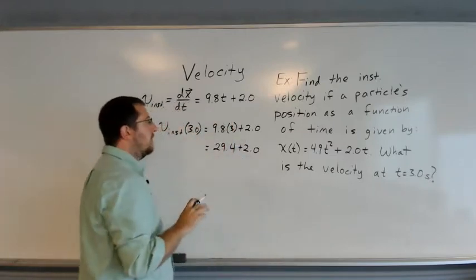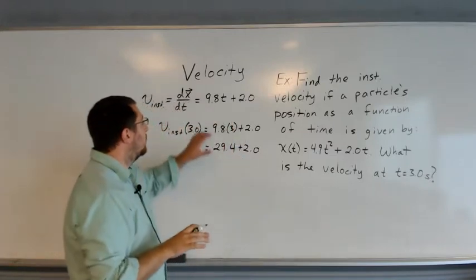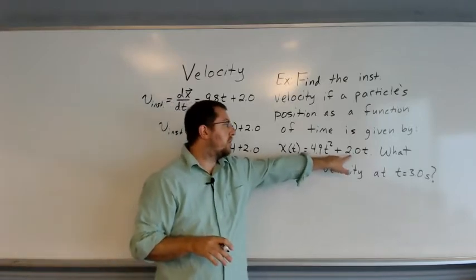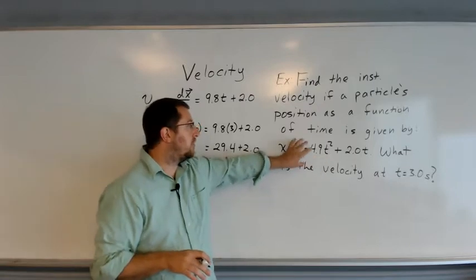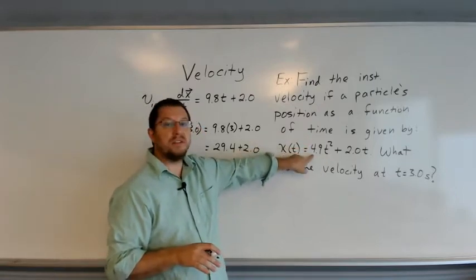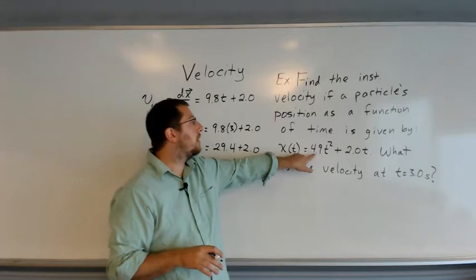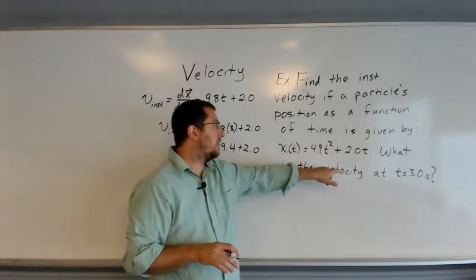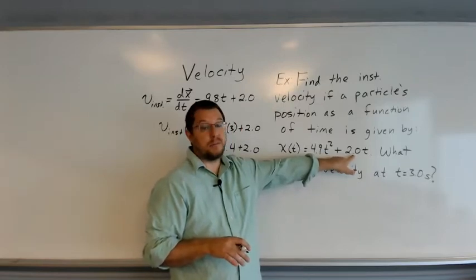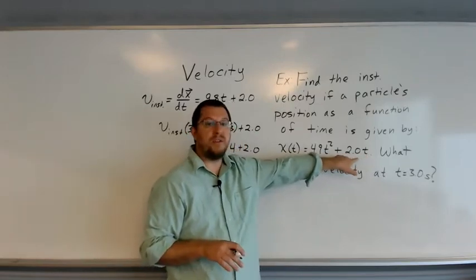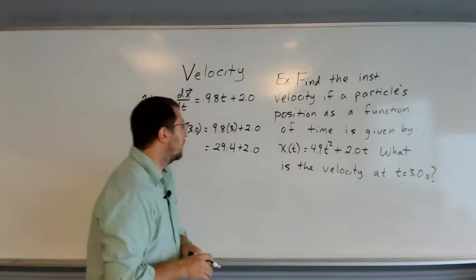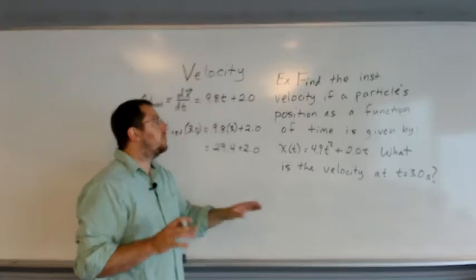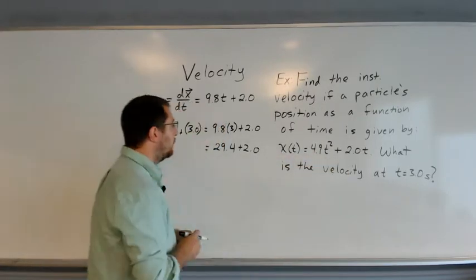I'm being a little sloppy here, but we should note that we did not give the units on these coefficients. The units on this coefficient should be meters per second squared, so that when we multiply by seconds squared, we just have length. And this should be meters per second, so when we multiply by time, we also have length. So this should have units of length, and this should have units of length. We're assuming that our units are correct in this equation.